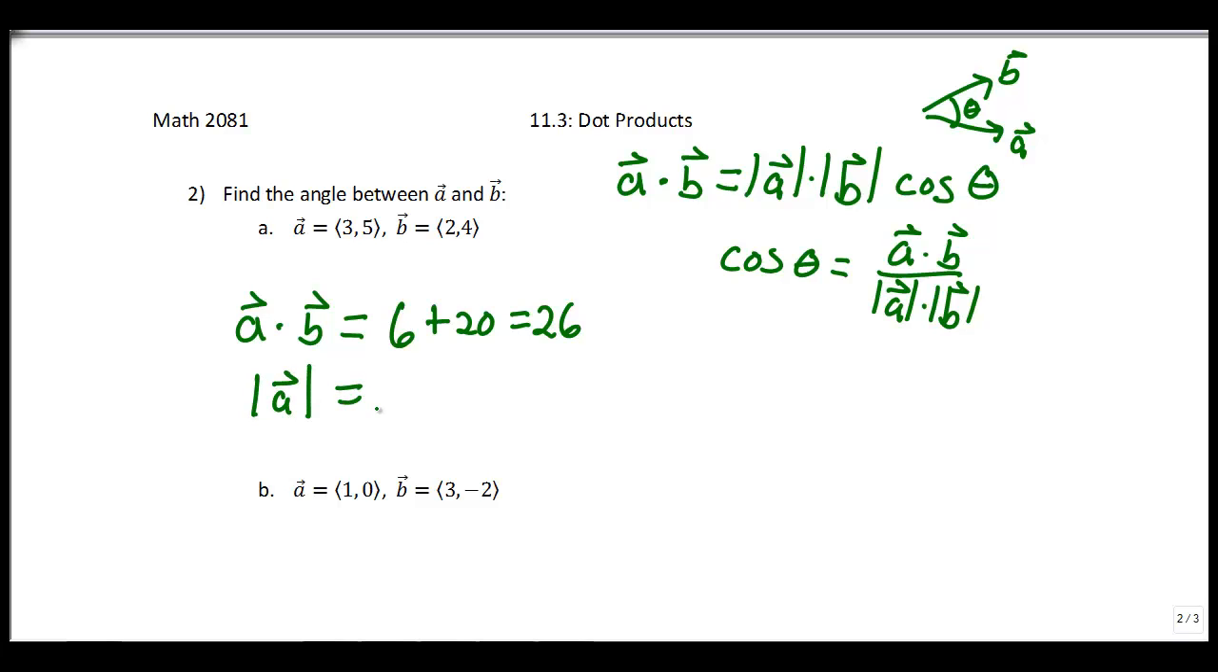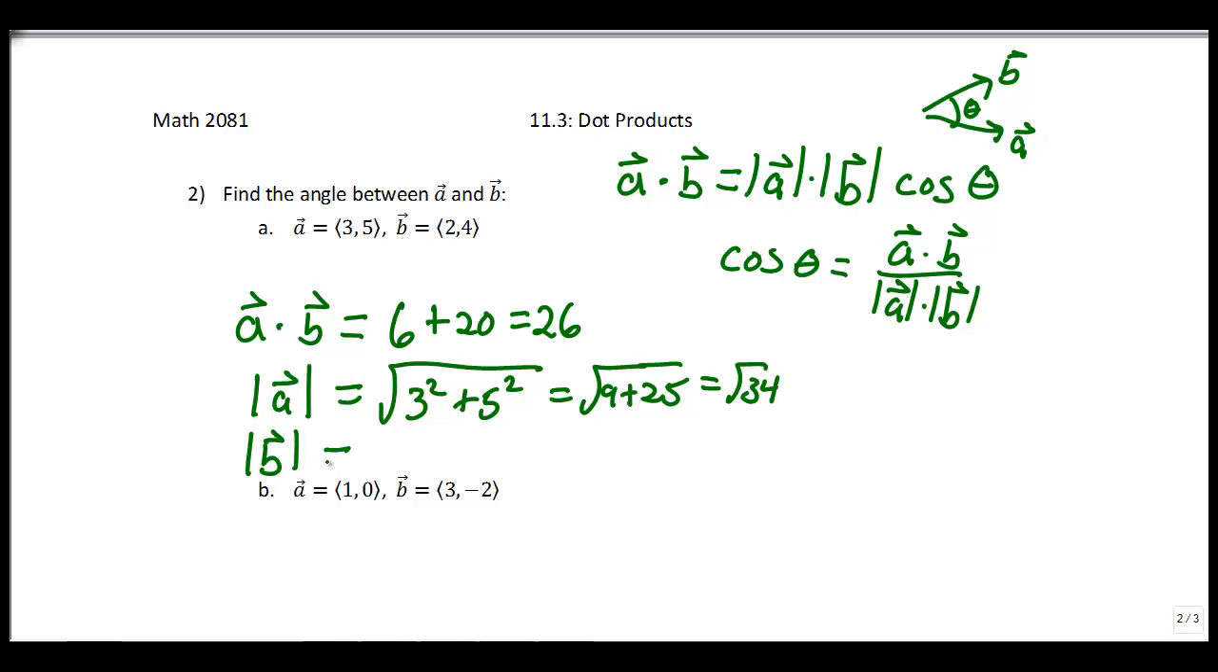Magnitude of A is going to be the square root of 3 squared plus 5 squared. Square root of 9 plus 25, square root of 34. And then the magnitude of B is going to be the square root of 2 squared plus 4 squared. Square root of 4 plus 16. That's square root of 20, which you could write as 2 square roots of 5. 20 is 5 times 4, and the square root of 4 is 2. So we get all the components we need.